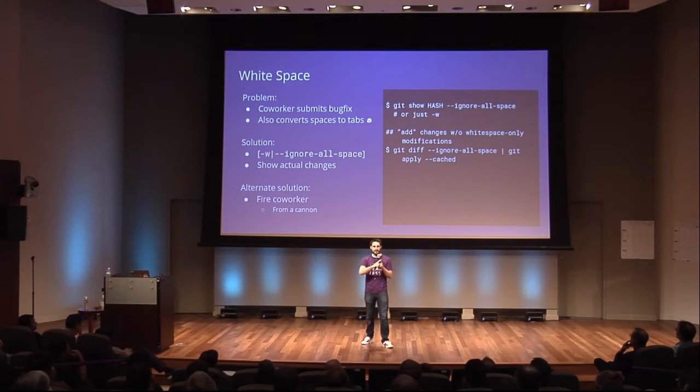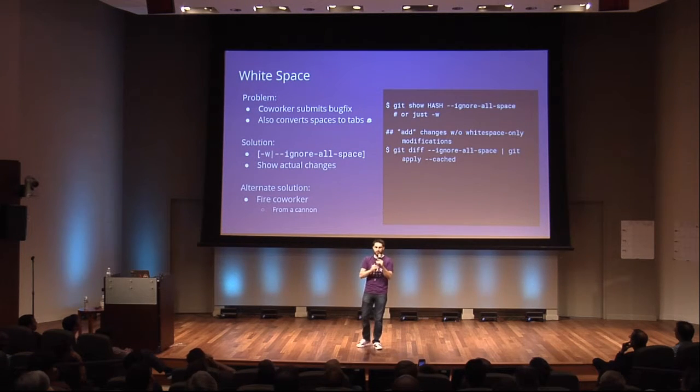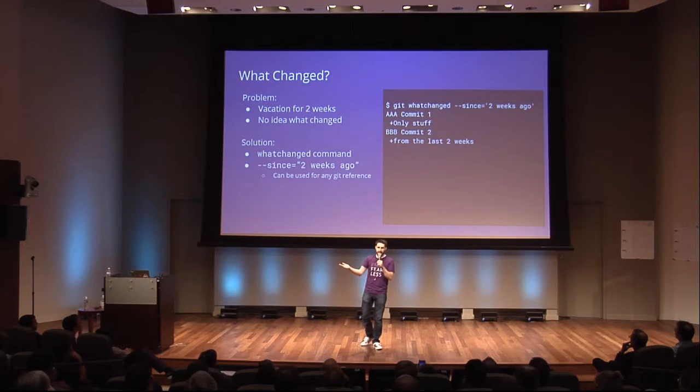Whitespace. If you have a coworker that submits a bug fix, but they also convert all spaces to tabs because they're a monster, when you're looking at your Git status or looking at your Git patches, you can do -w and show all your Git changes without whitespace. Or you can fire your coworker from a cannon.